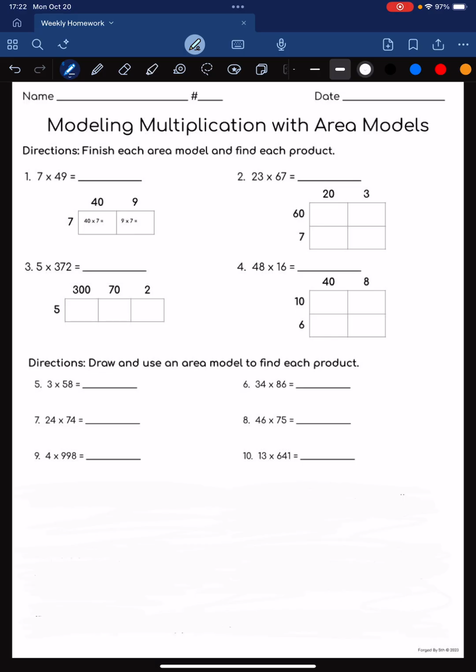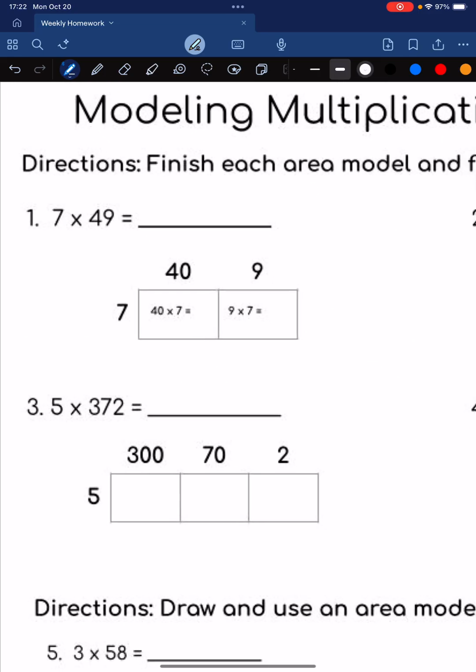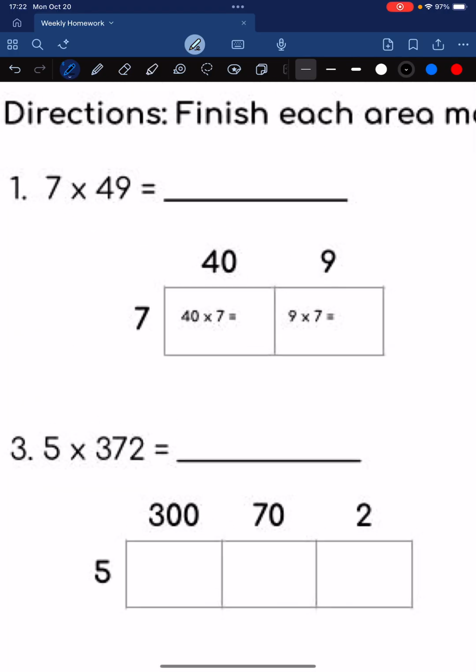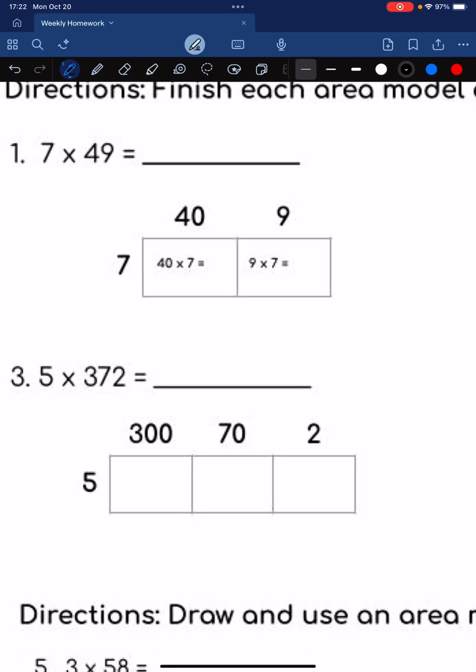The first homework for this week, Monday, is modeling multiplication with area models. We did this in class today. Most of the kids said, I know how to do this. This is really easy. Awesome. I love that for you. Please just show me that you know how to do it. Get some practice in when you go home, and then we can move right on. You'll notice there are varying levels of the models here, starting with number 1, which provides an example of how this should be done.